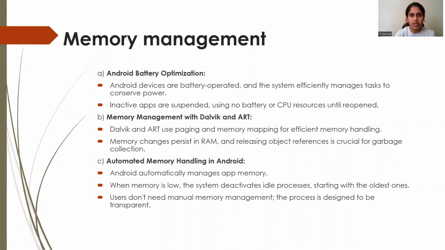The automated memory handling in Android. Android automatically manages the app's memory. When memory is low, the system deactivates idle processes, starting with the oldest ones. Users don't need manual memory management. The process is designed to be transparent.